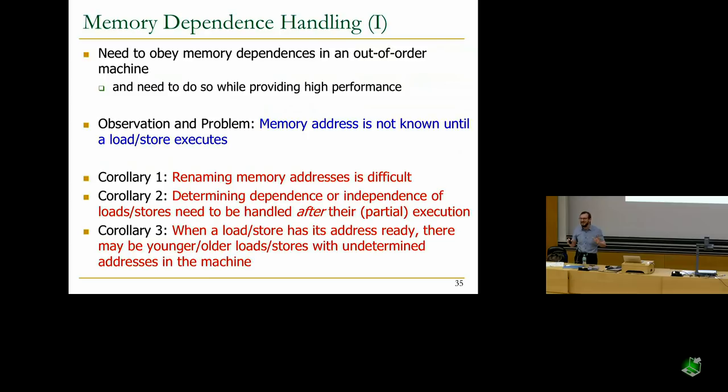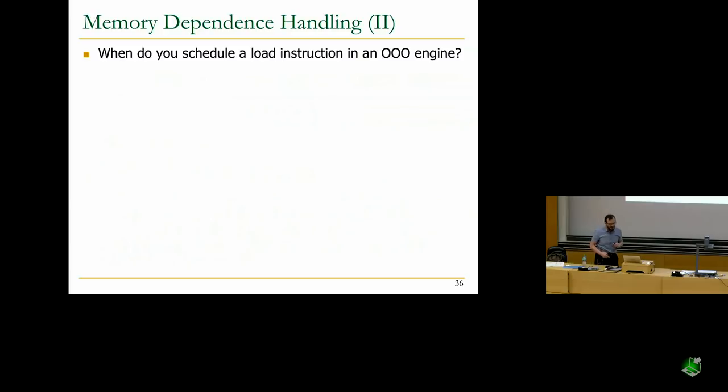Now this sucks actually. Because you may have your address ready, you know what your address is, but let's say this is a load, and there's a store that's earlier in the program that's in the machine, but it doesn't have its address ready. Because we're doing out of order execution, it may happen that way. Now, what do you do with this load? You know its address, but you don't know if the store is going to write to the location that this load is going to try to read from. So there are multiple options to this.